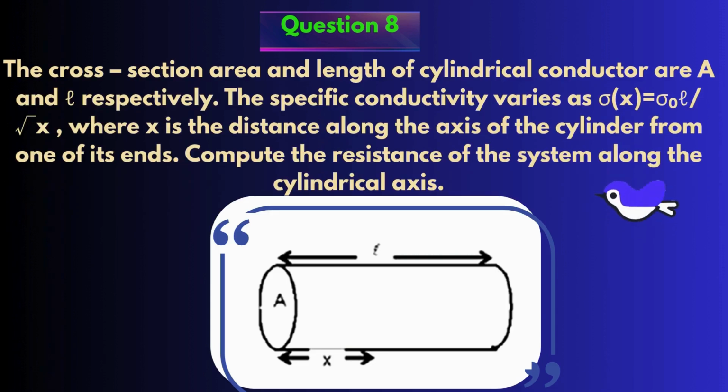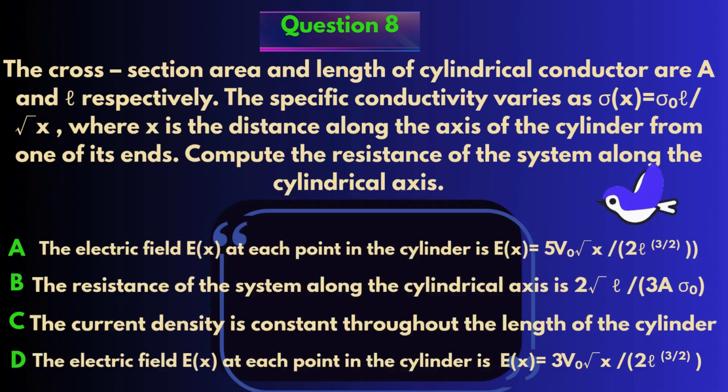Question 8. The cross-section area and length of a cylindrical conductor are A and L respectively. The specific conductivity varies as σ(x) equals σ0 L divided by root x, where x is the distance along the axis of the cylinder from one of its ends. Compute the resistance of the system along the cylindrical axis.